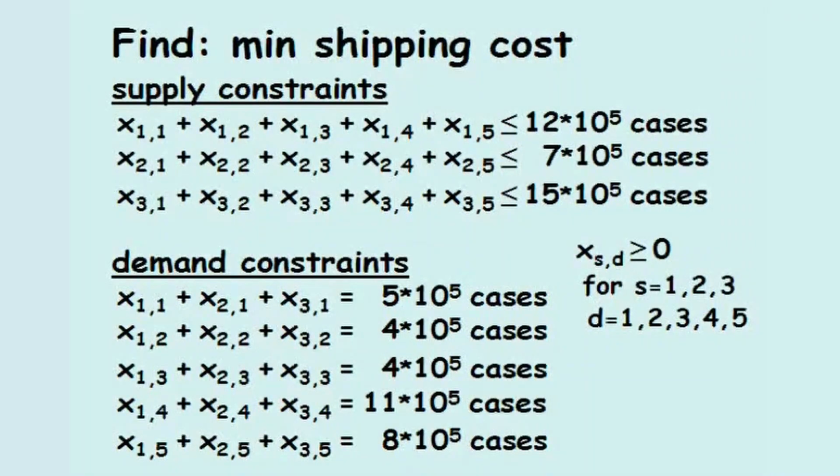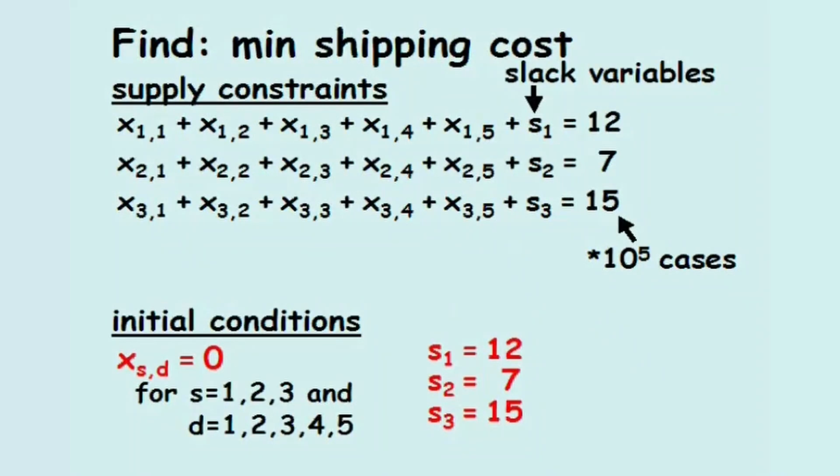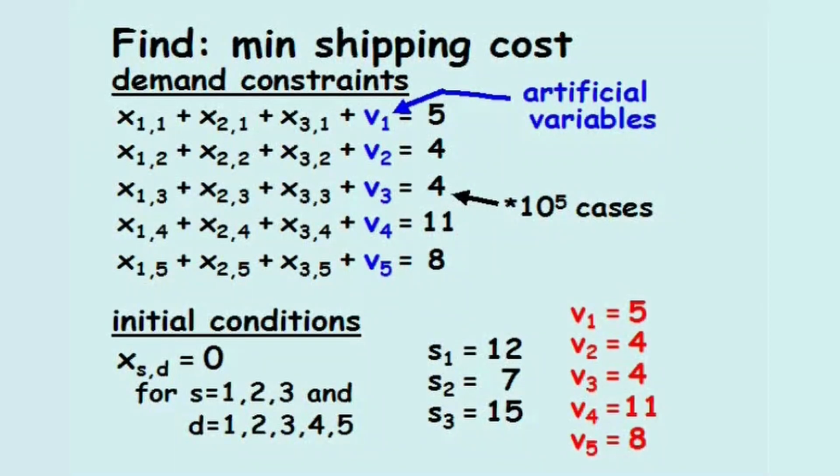For the 3 supply constraints, we'll introduce slack variables S1, S2, and S3, so the constraints are in standard form. Initially, the X vector will equal 0, and the slack variables will equal the right-hand side. Since the 5 demand constraints are equality constraints, artificial variables v1 through v5 are added, where artificial variables are also initially equal to the right-hand side for each constraint.